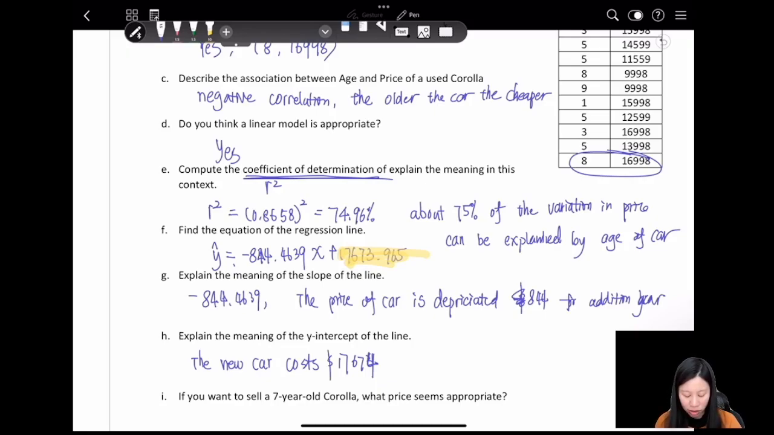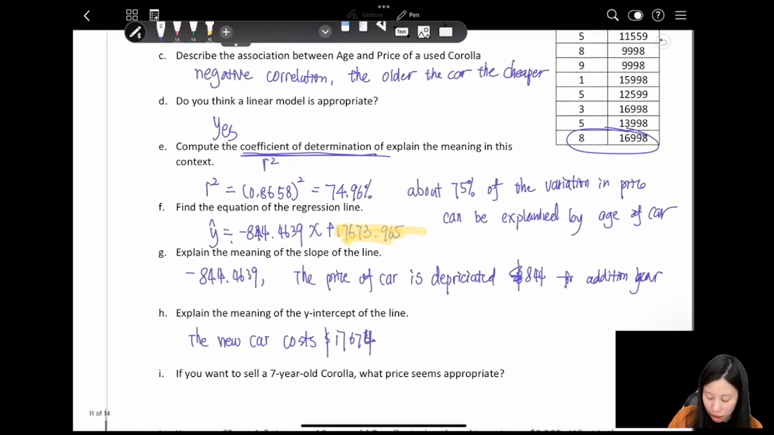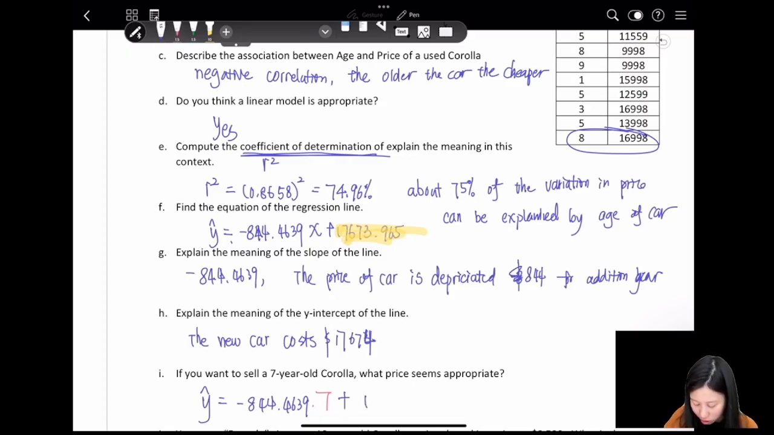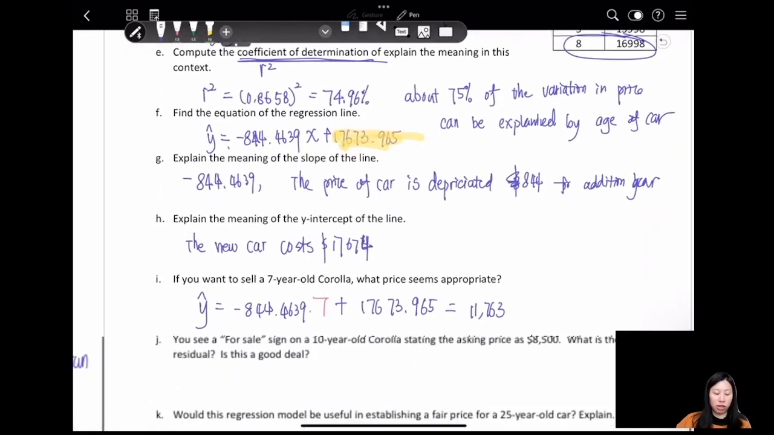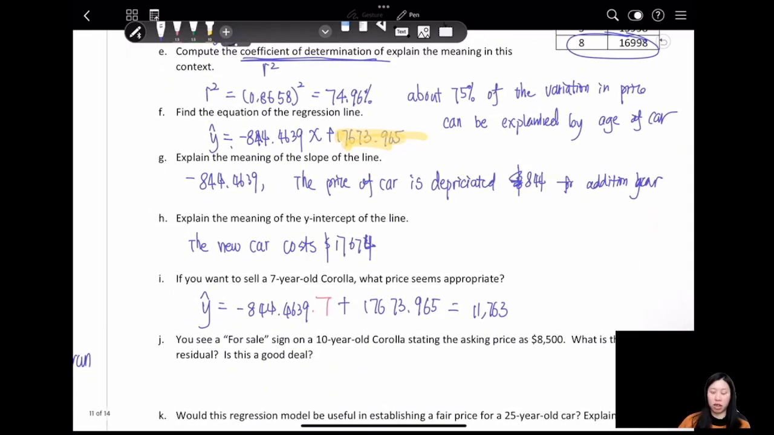If you want to sell a 7-year-old Corolla, what price seems appropriate? So we can use the regression model, which is y hat equals to this times 7, and then add the intercept. So this is equal to 11,763 US dollars.